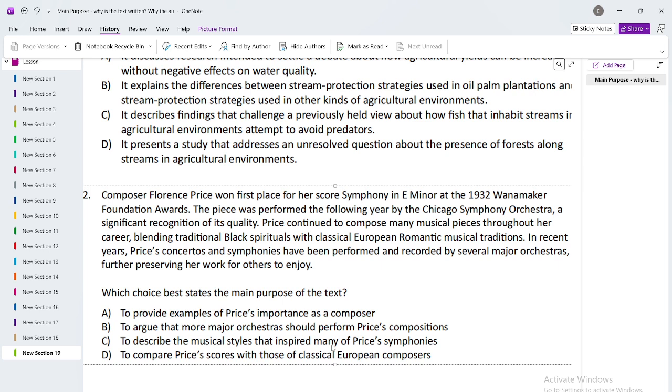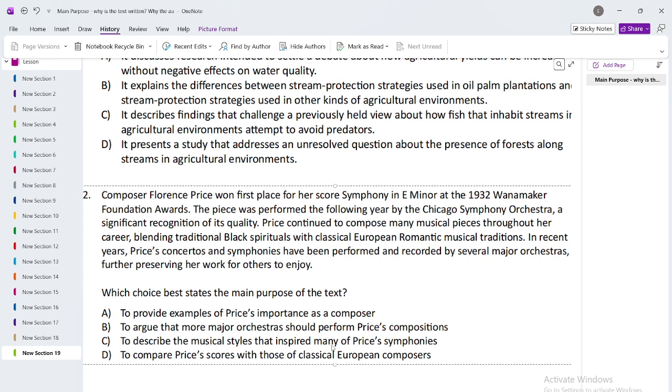C. To describe the musical styles that inspired many of Price's symphonies. Now we are not discussing what the inspirations of Price are, or how she was inspired, or what she was inspired by, right? So it's clear that C is also out. D. To compare Price's scores with those of classical European composers. Nah, there is no comparison. There is no comparison between Price and other composers. So the only answer that makes sense is A.